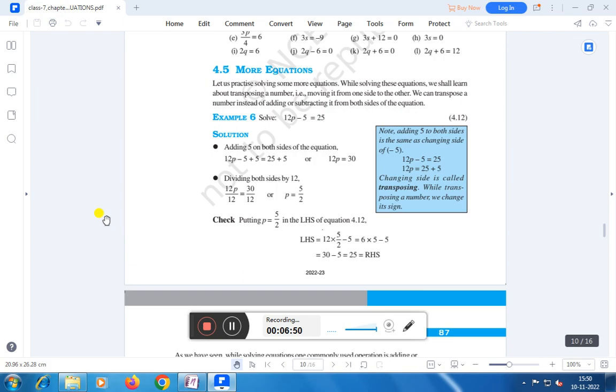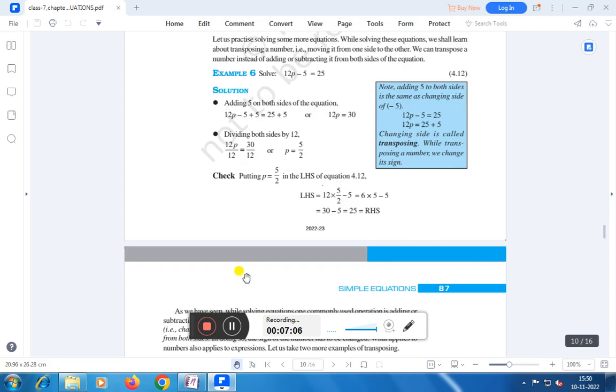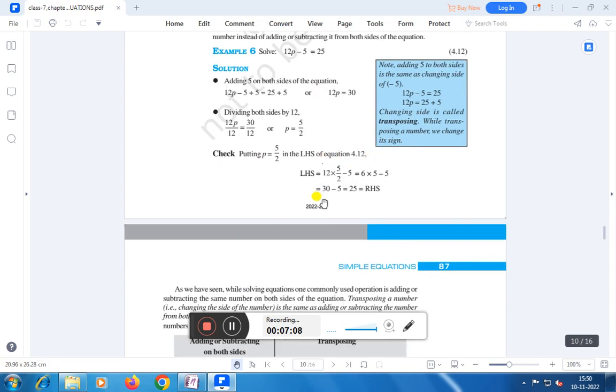Here it is given: 12p minus 5 is equal to 25. That is, adding 5 on both sides of the equation, 12p minus 5 plus 5, 25 plus 5, that is 12p is equal to 30. And dividing both sides by 12, we get p equal to 5 by 2. Putting 5 by 2 in the left hand side of the equation, that is 12 into 5 by 2 minus 5, that is equal to 25, which is equal to the right hand side.